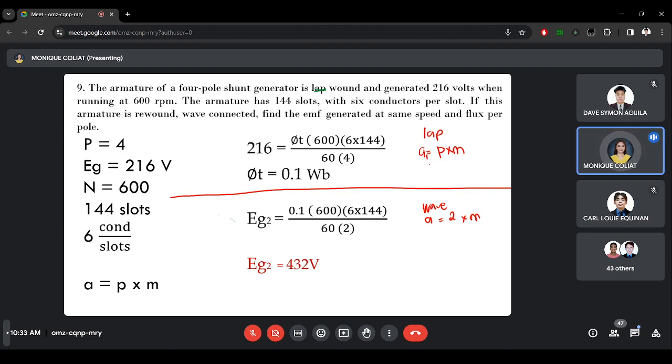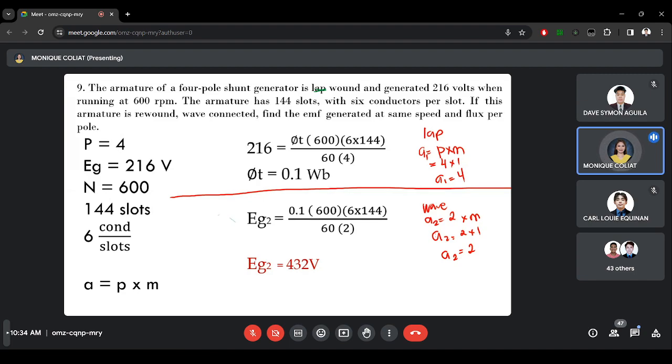Okay, so we have A1 and A2. In the first condition, it is lap wound, or lap winding. There is no stated multiplicity, so let's say it's 1. When nothing is said, the multiplicity is 1. So A1 is P times M, that means 4 times 1, and A1 equals 4. Then for A2, we have 2 times 1, that is 2.